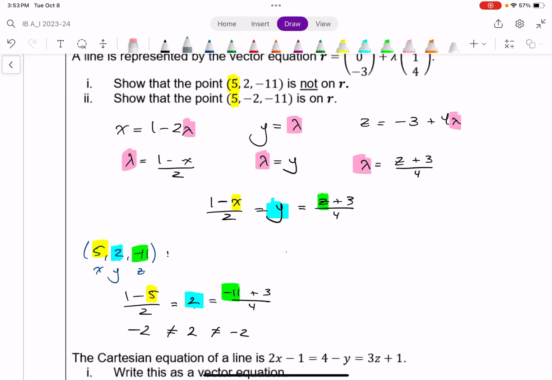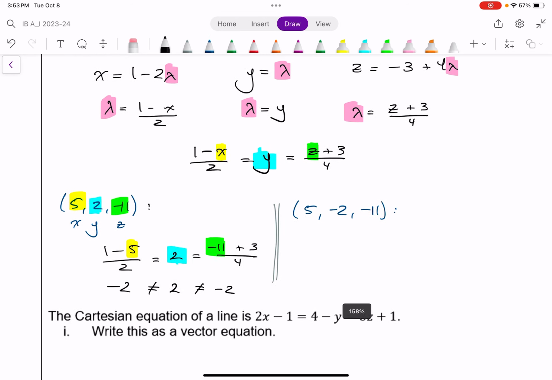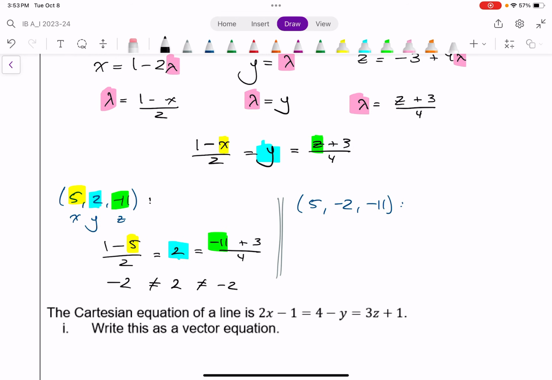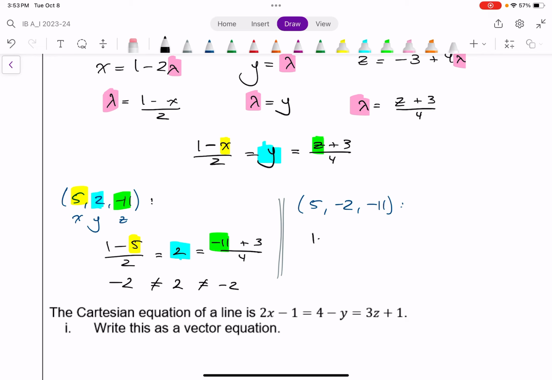Well, what if I just change up these points and instead look at 5, comma -2, comma -11? Virtually the same thing. Only difference is that middle term. And if we do that, you can quickly see it will work. I get 1 minus 5 over 2, which we've already done, -2, -11 plus 3 over 4, which we've already done. In this case, we get -2 equals -2, which equals -2. Since all equations work out, yep, that point is on the line.